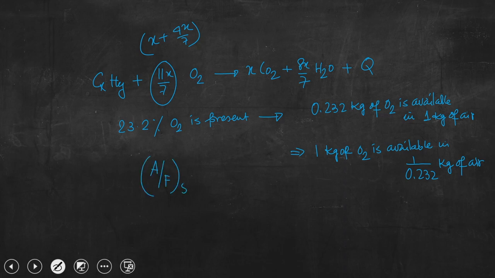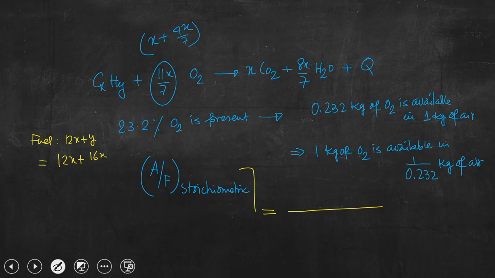So, that means air by fuel stoichiometric is equal to, let me write over here. What is fuel? Fuel is 12x plus y. So, fuel is 12x plus y. Now, what about y? So, 12x plus 16x by 7 and that should be 100x by 7. So, this is fuel, we can write 100x by 7.